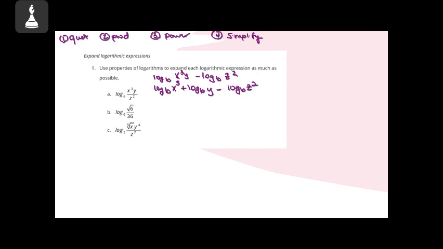So we did the product rule. Now we're going to bring our powers down. So 3 log base b of x plus log base b of y minus 2 log base b of z. And there's no simplifying here because these are letters.